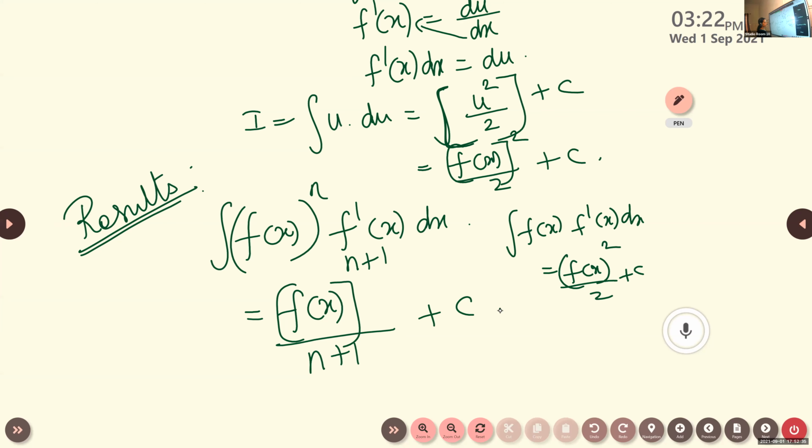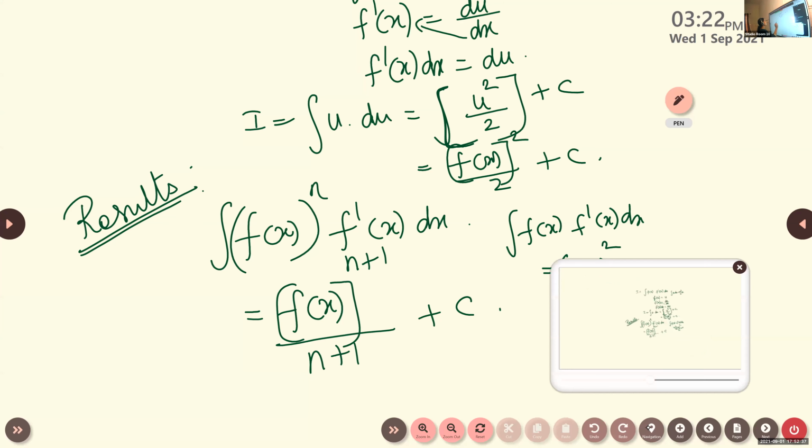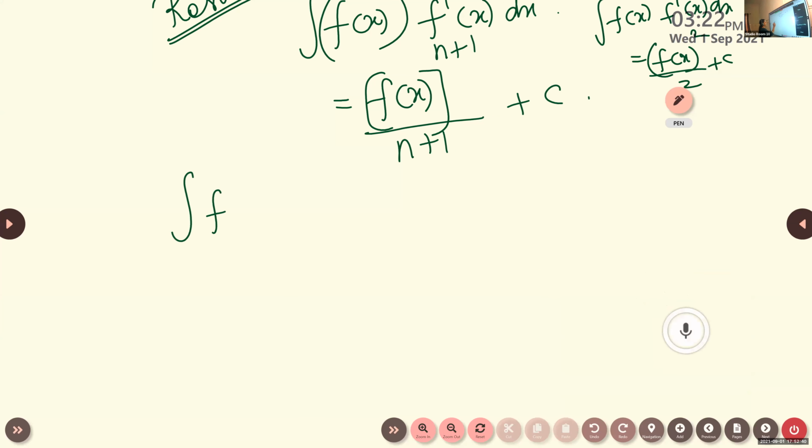Now answer this question. What is the integral of f of ax plus b whole raised to n? Okay, this one, no need, children. One more formula we have to learn, and after that we can do it.